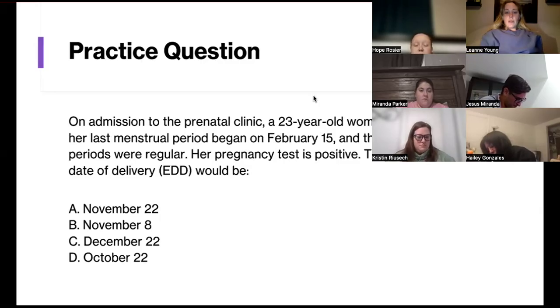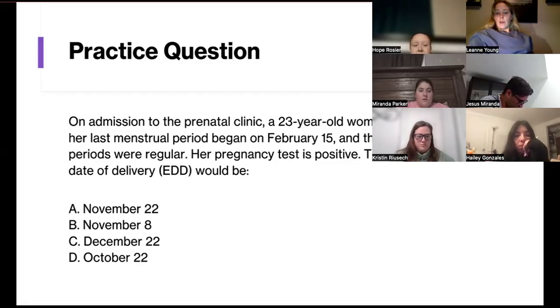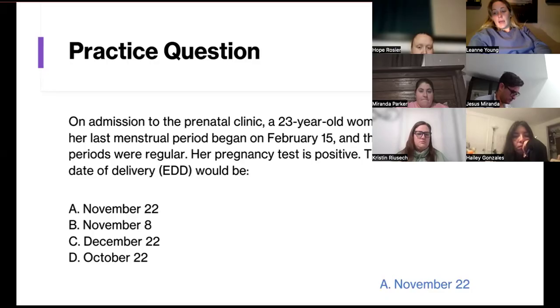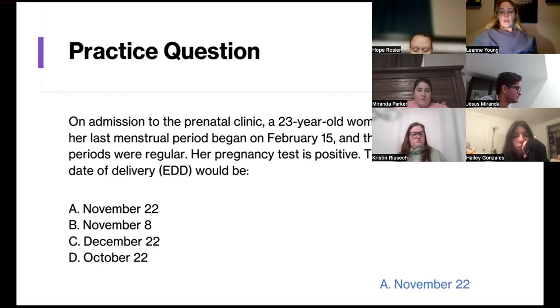Alrighty. On admission to the prenatal clinic, a 23-year-old woman tells the nurse that her LMP began on February 15th and that previously her periods were regular. Her pregnancy test is positive. The client's expected date of delivery would be what? C, November 22nd. So we'll count back. February 15 minus 1 month would be January 15th. Minus 2 months would be December 15th. Minus 3 months would be November 15th. So November 15th, we would add the 7 days, and that would be November 22nd.